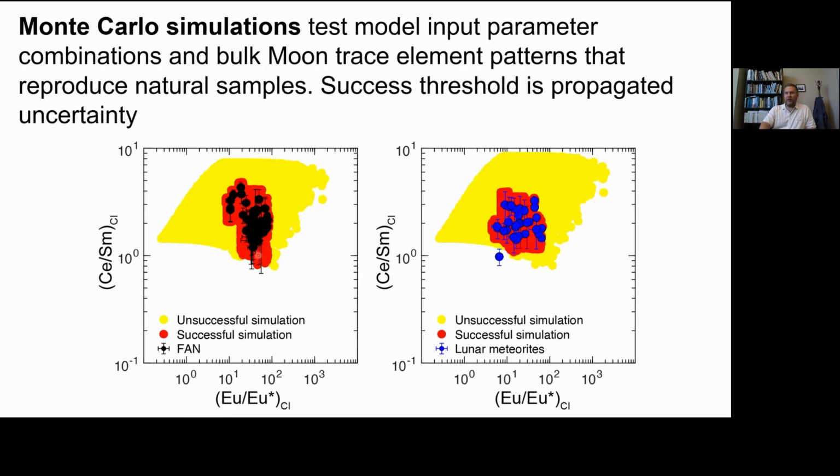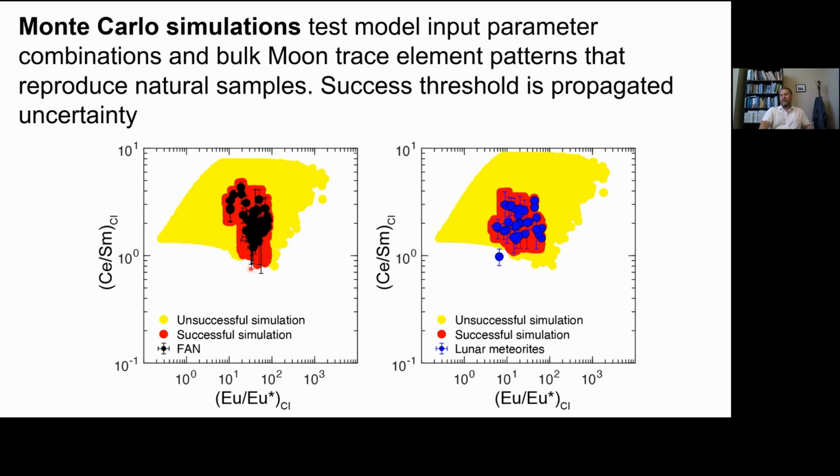So adding the KREEP component and superimposing subsolidus reequilibration on top of that can reproduce all of the compositions of the natural plagioclase. So then we were interested in exploring what sorts of different combinations of conditions could reproduce the natural sample distributions. And that's because these models are non-unique. You know, you can make different sorts of assumptions about parameters and achieve the same results. And so here you see examples of successful Monte Carlo simulations and unsuccessful ones. So the threshold for success was basically the analytical uncertainty of the natural data.